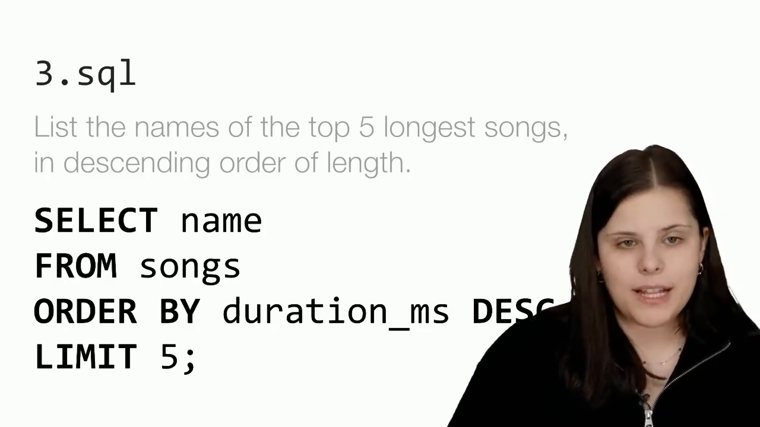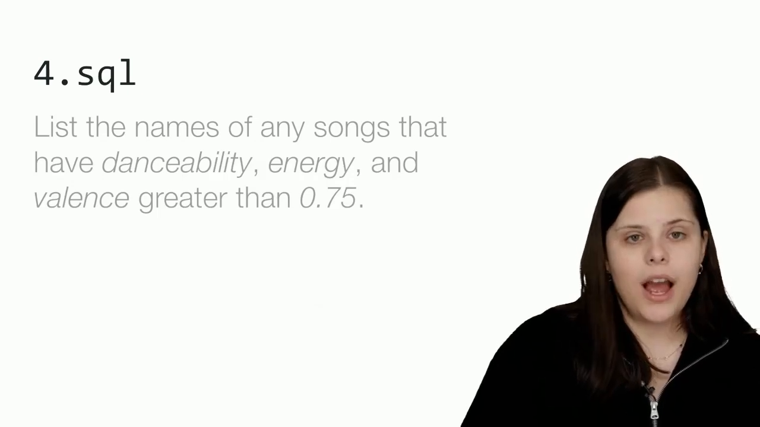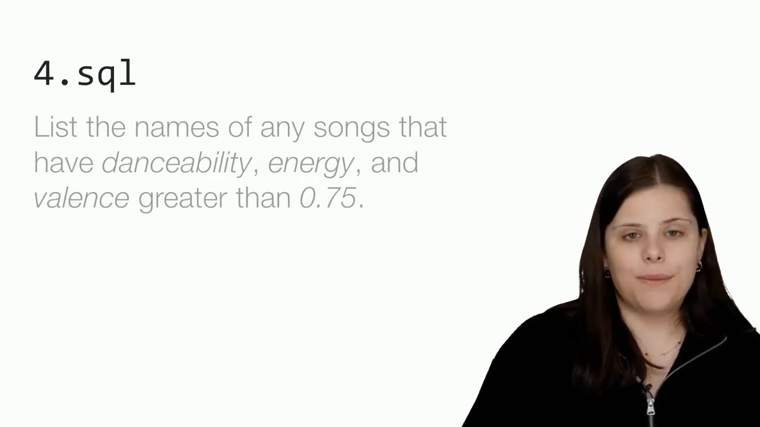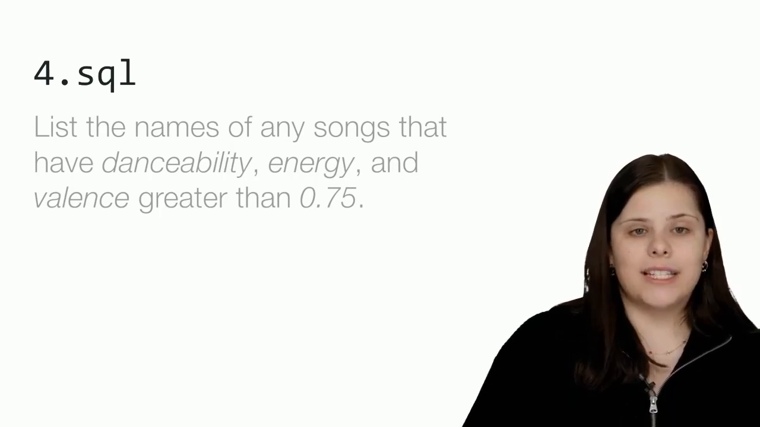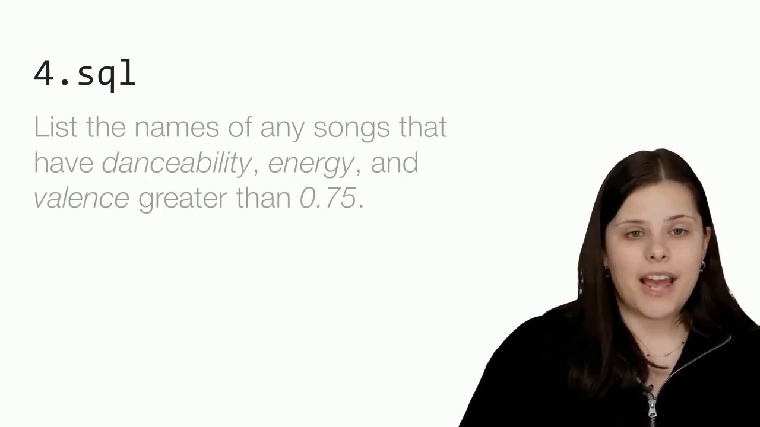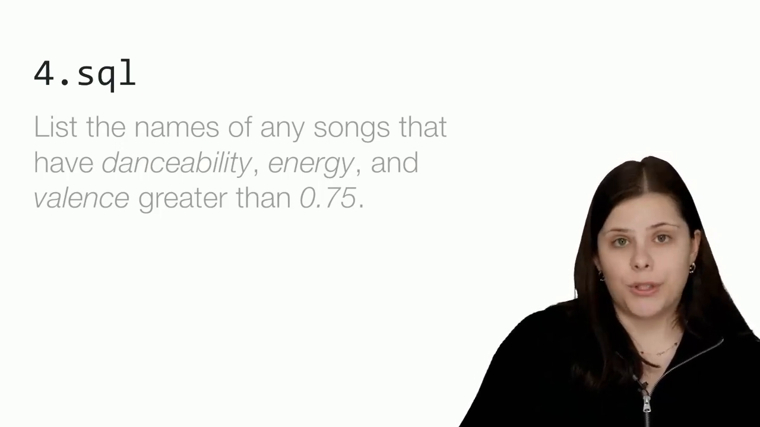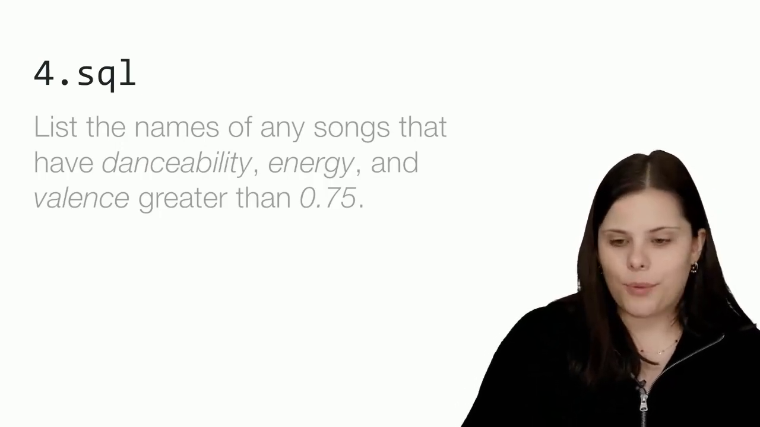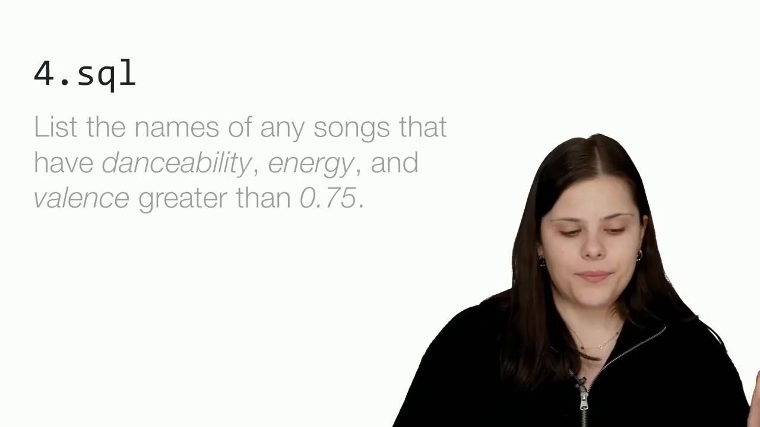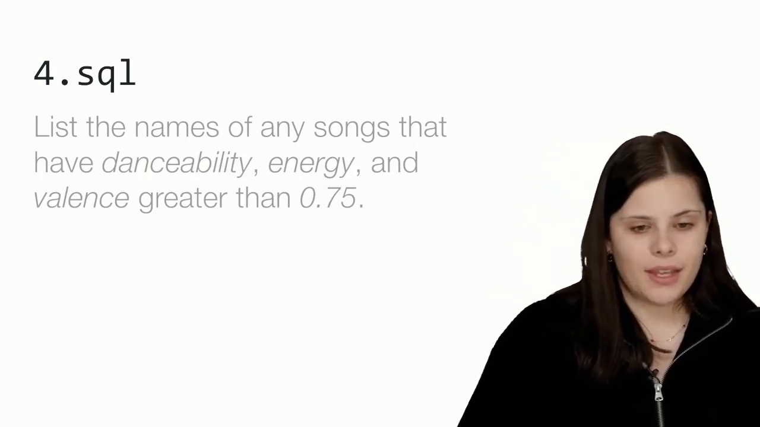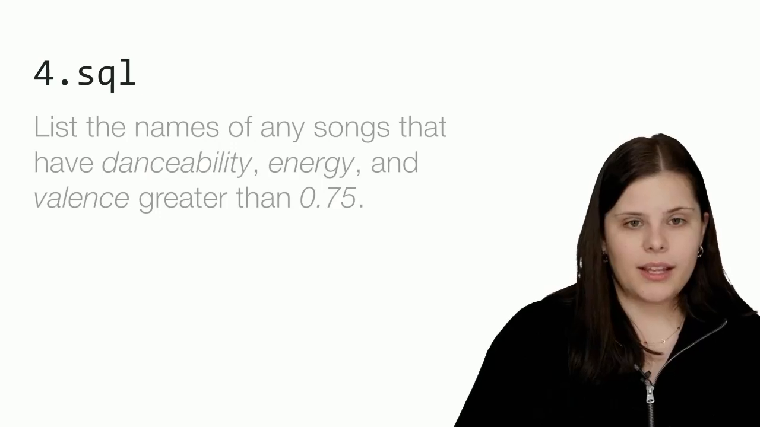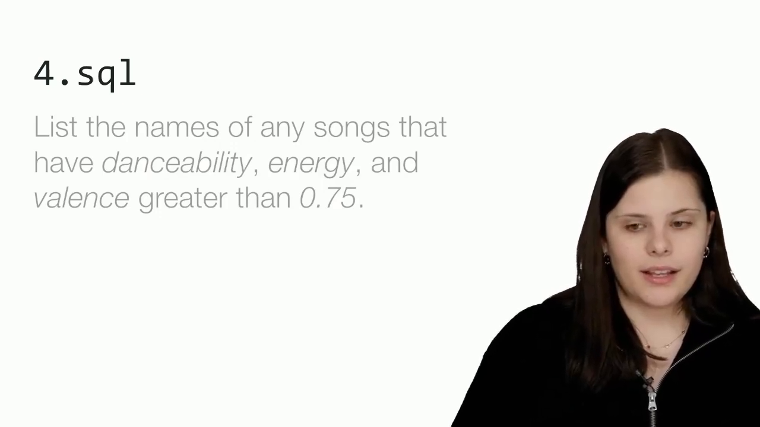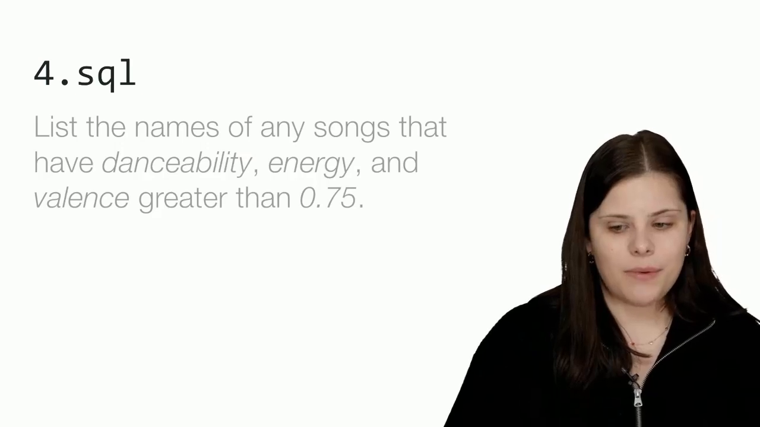Okay, maybe let's consider the next one. So we want to list the names of any songs that have danceability, energy, and valence, which are just the attributes that we have in the database, with values greater than 0.75. Okay, how might we want to go about that?